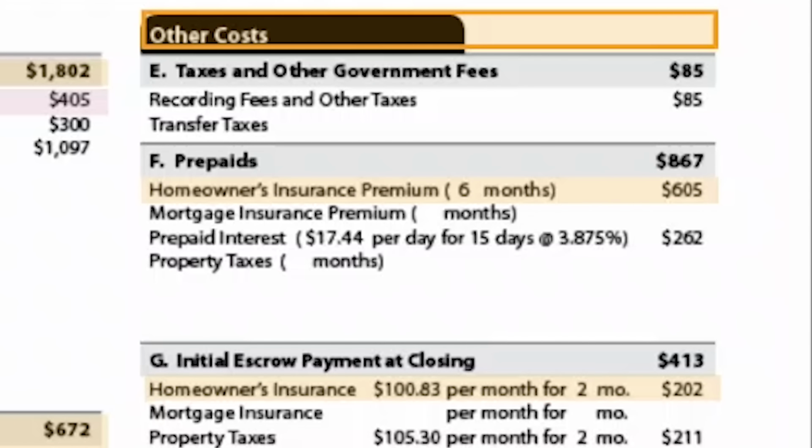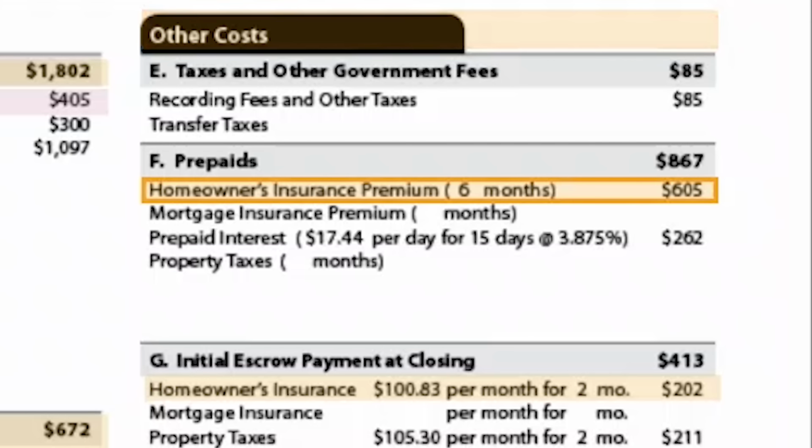Now, the way I like to explain this is if you didn't have a mortgage, you would most likely still pay the fees over here in sections E, F, G, and H, because these aren't necessarily mortgage related. These are things that you would pay for whether you paid cash for the home or got a home loan. So the homeowner's insurance premium, most people are going to have that, even if they pay cash.